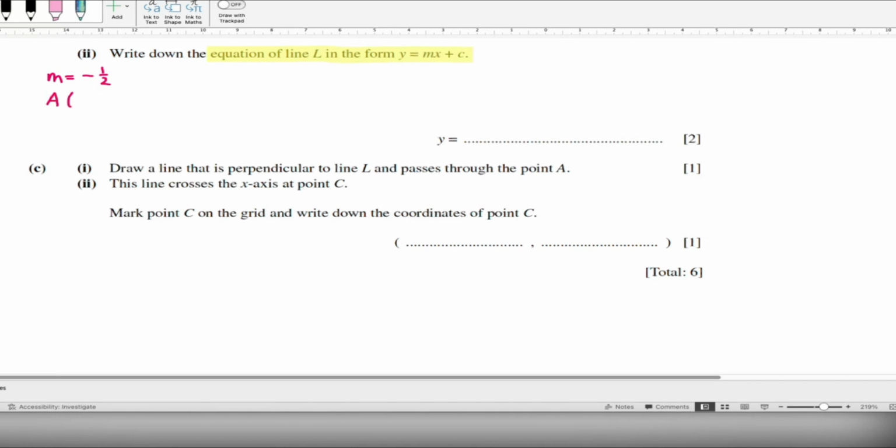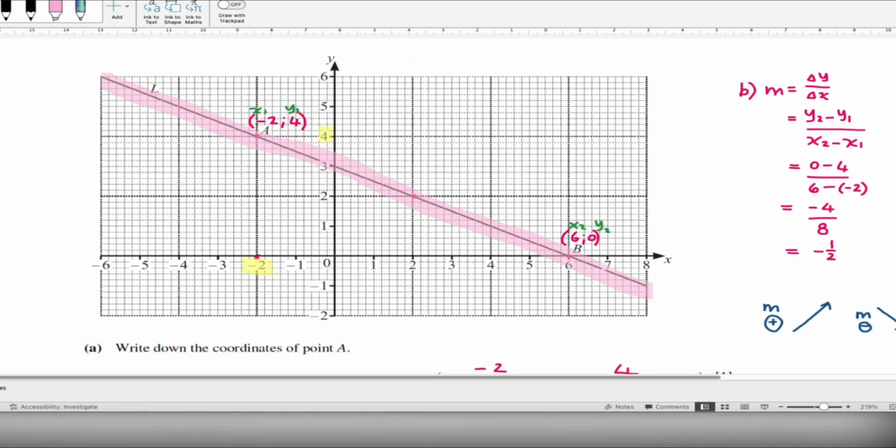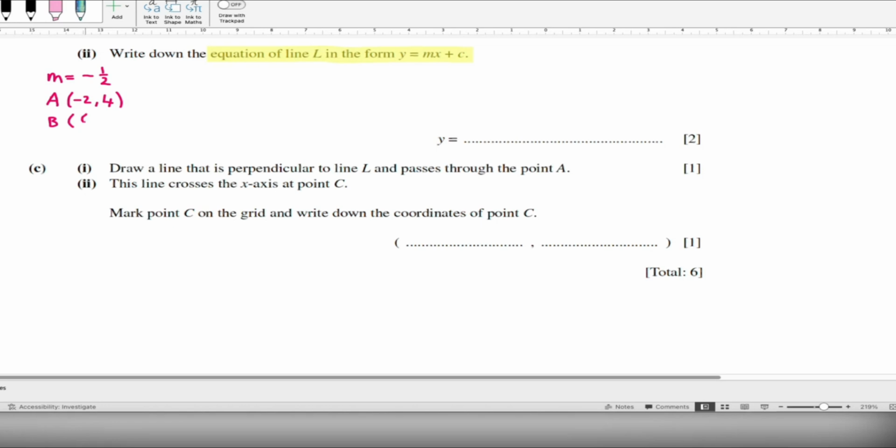Okay, so what's the coordinates of A again? It is -2 and 4. What's the coordinates of point B again? Let me quickly write that down. The coordinates of B is 6, 0. Okay, so this is the only information that I need to determine the equation of this line at this moment.